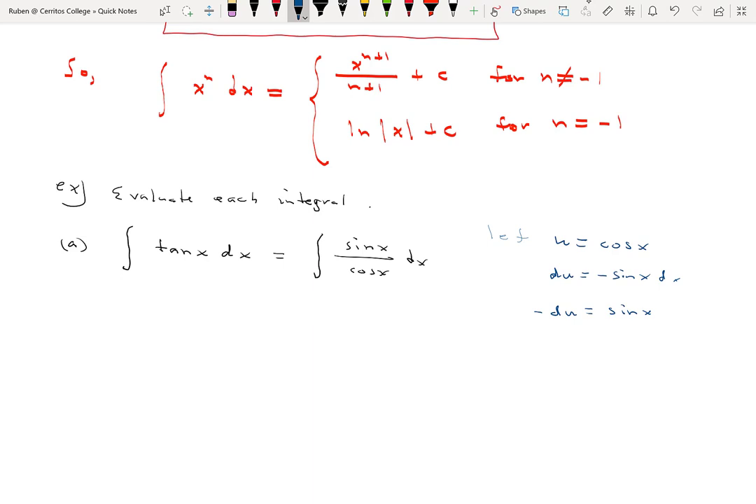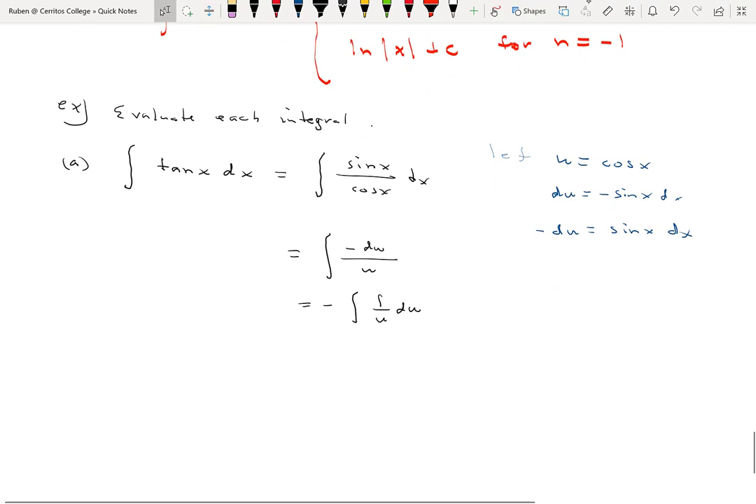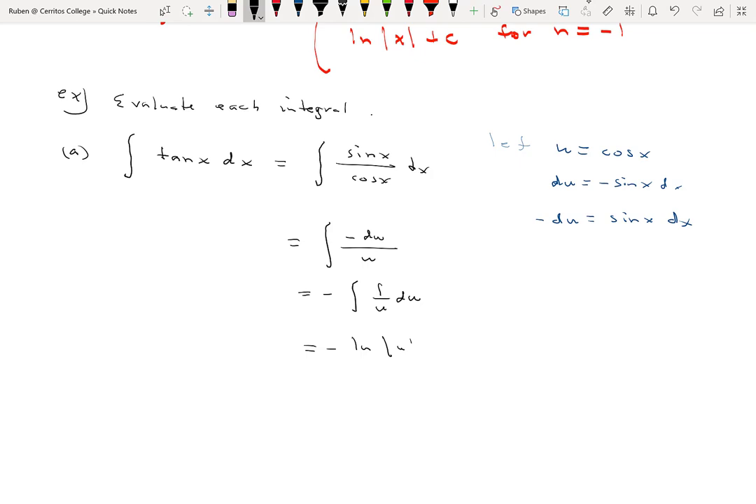And let's make this u substitution. Sine of x dx is negative du, and cosine of x is u. Let's get that negative out of there. So this is negative the integral of 1 over u du. And we just finished looking at the integral of 1 over x with respect to x is log of absolute value of x plus c. So this is negative the natural log of the absolute value of u plus a constant. But u is the cosine function.